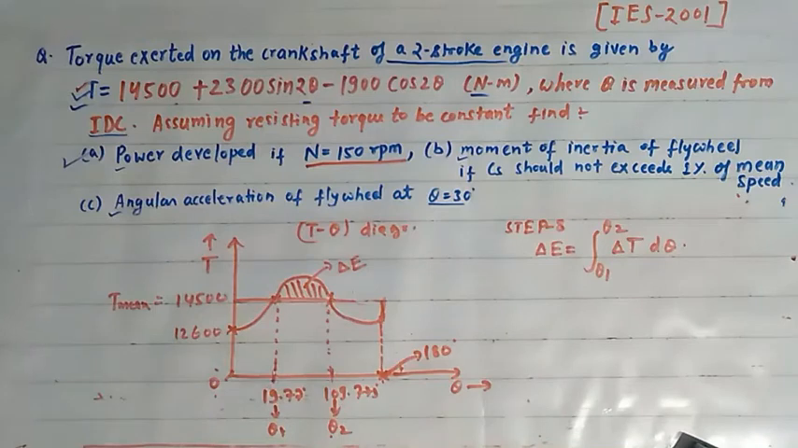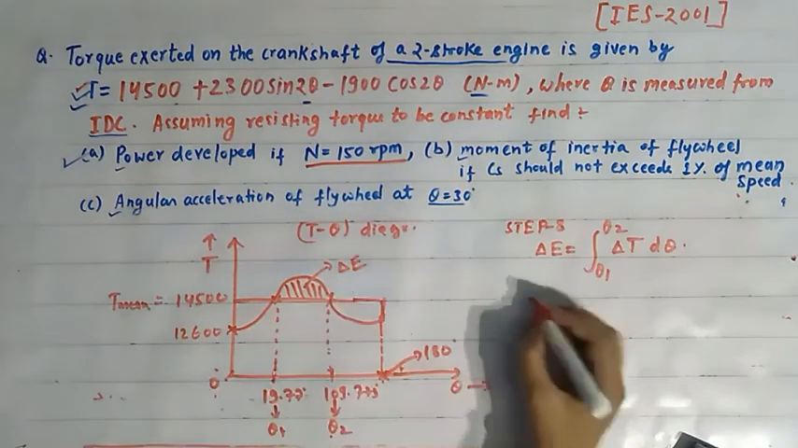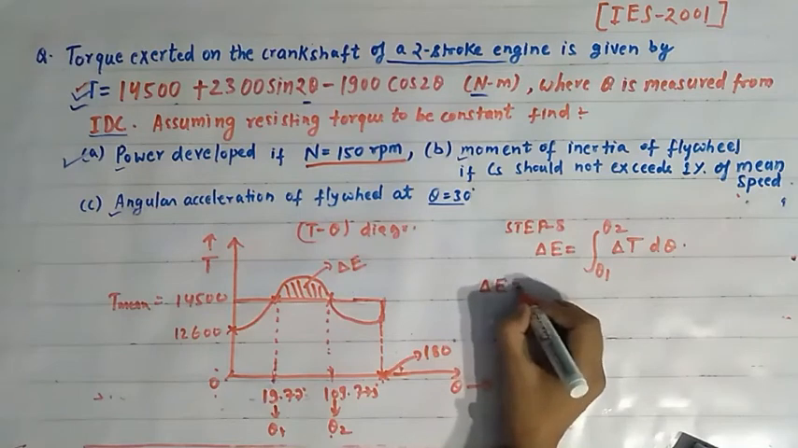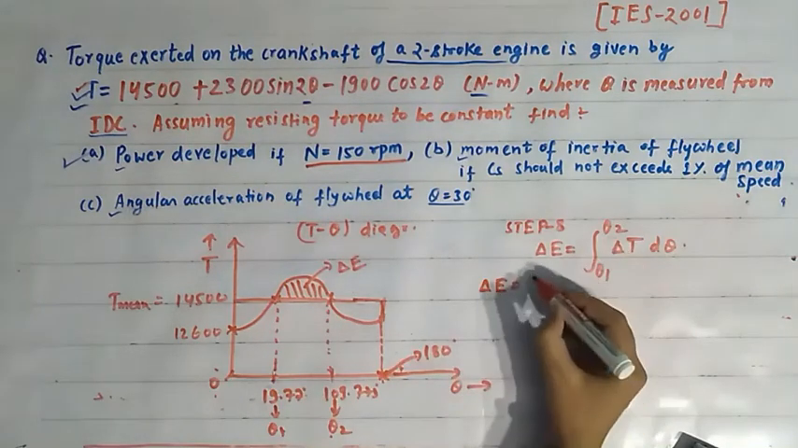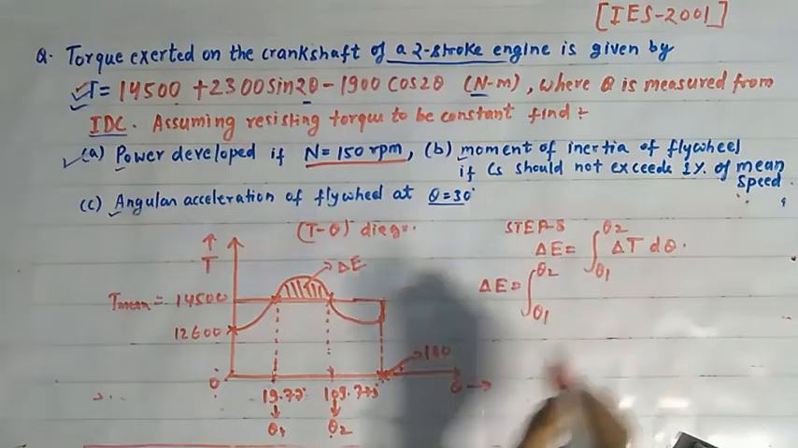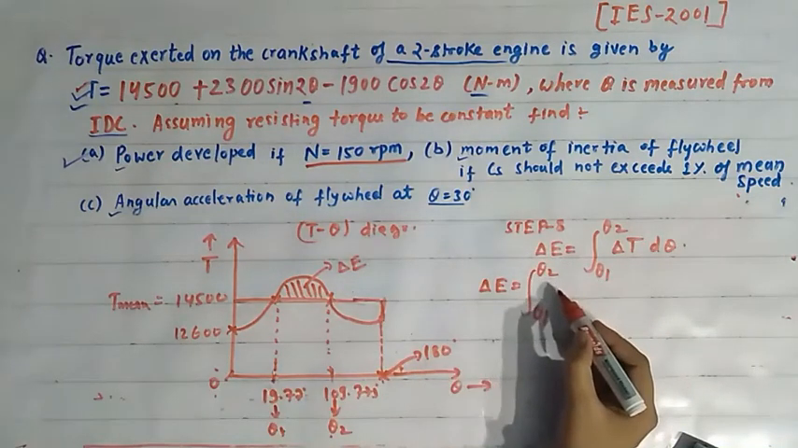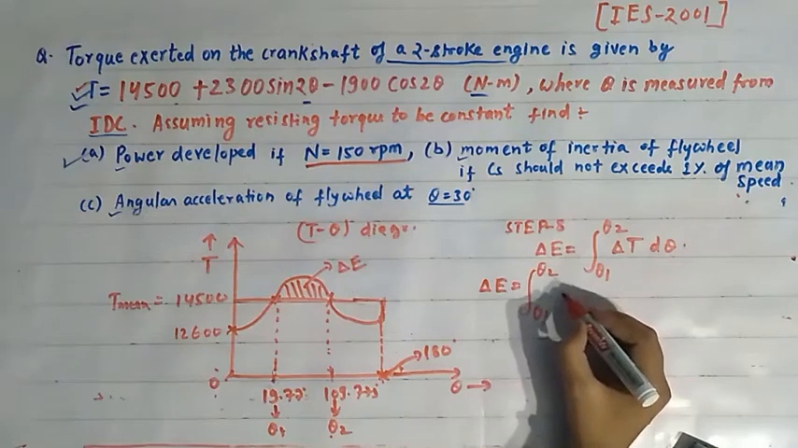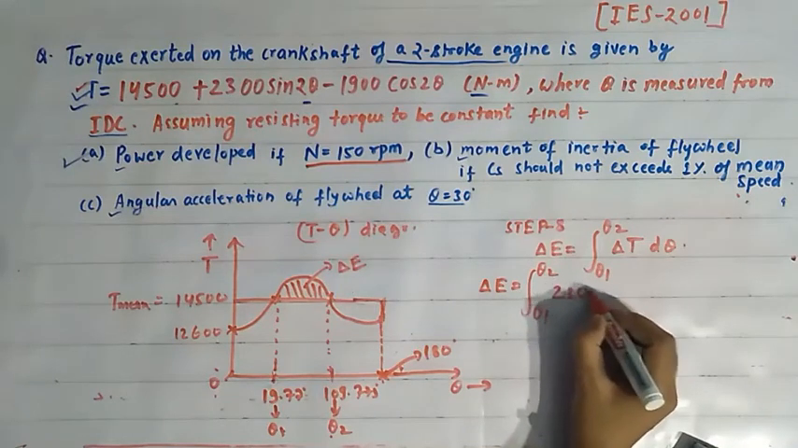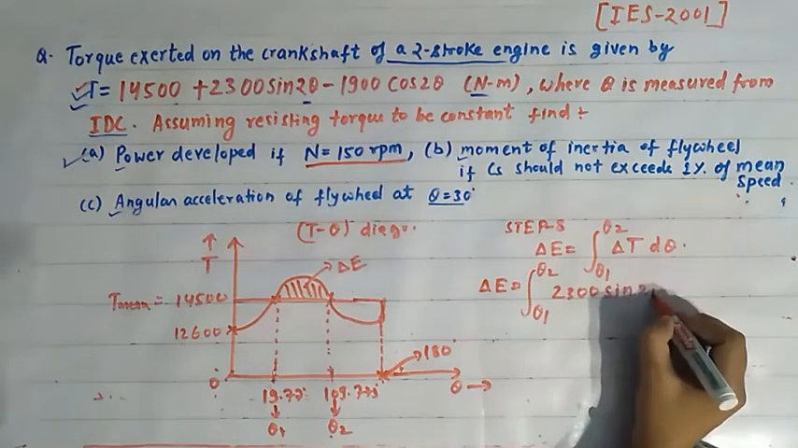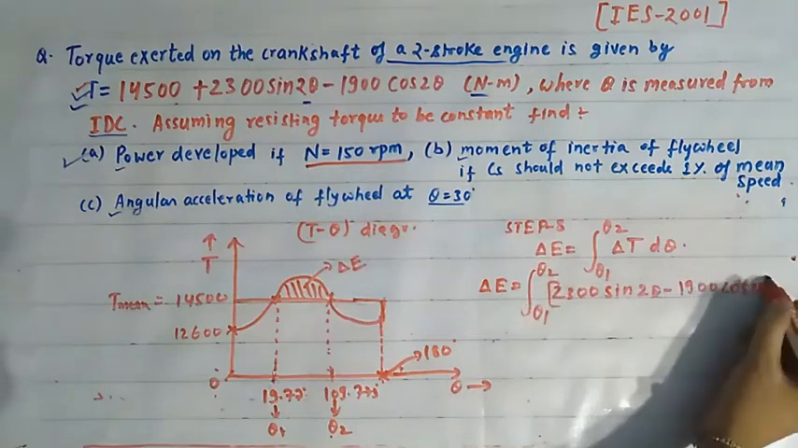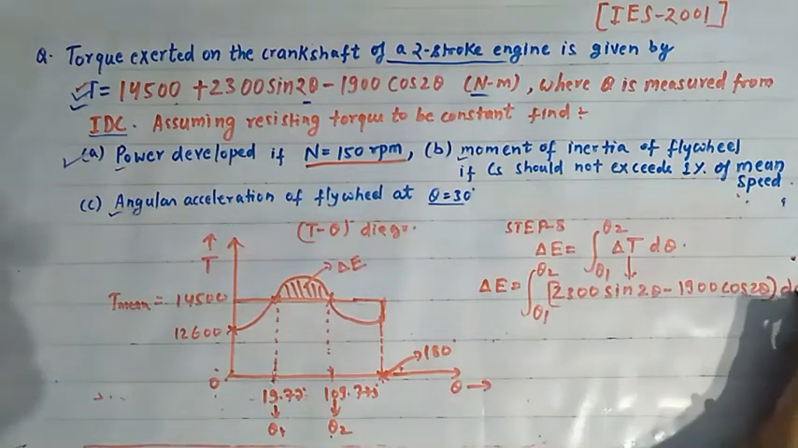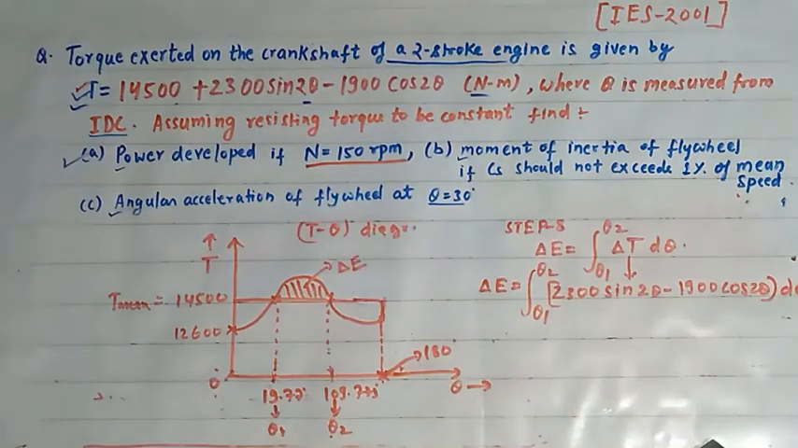So I am going to perform integration here. So delta E is equal to the integral of delta T, which we have calculated in step number 4. You have to see step number 4. The value of delta T we have already calculated. From step number 4, delta T is equal to 2300 sine 2 theta minus 1900 cos 2 theta. From step number 3, you have to look for the value of delta T, and we have to integrate with respect to d theta.